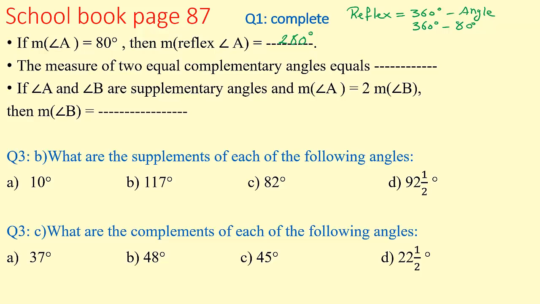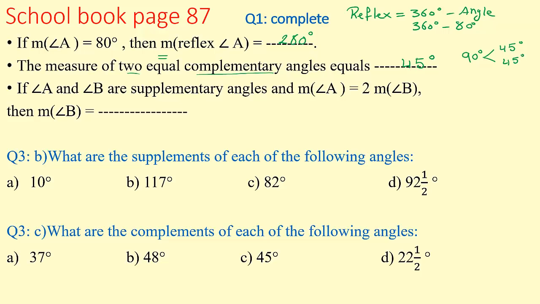Number B, the measure of two equal complementary angles. I have two complementary angles, and they are equal. The measure of two equal complementary angles, each one of them is going to equal 45 degrees. Why? Complementary angles sum to 90 degrees, and I'm going to divide it into two equal parts, so each one of them is going to be 45 degrees.